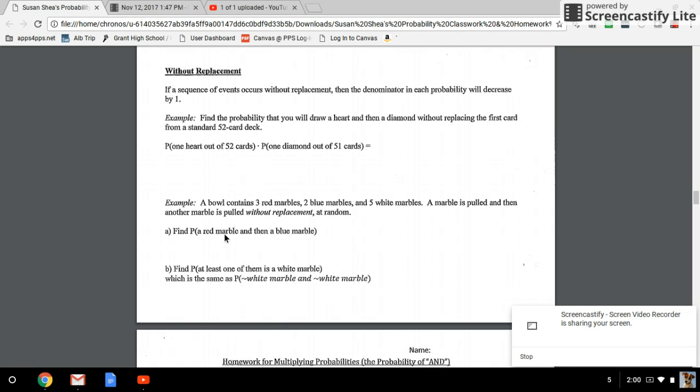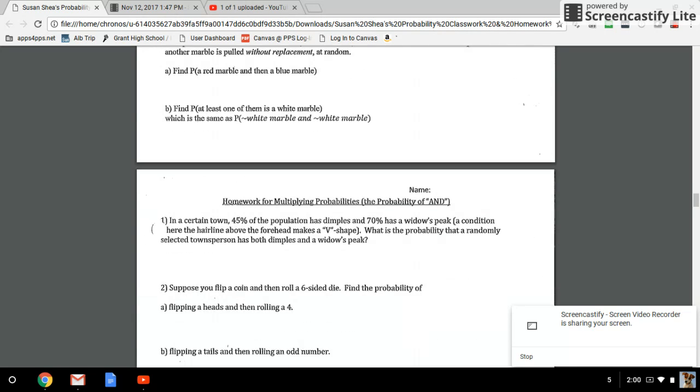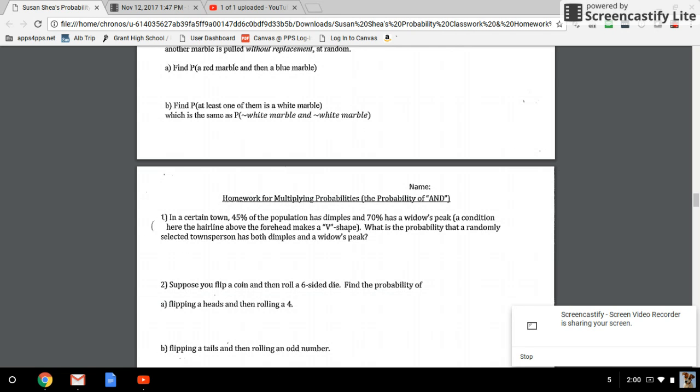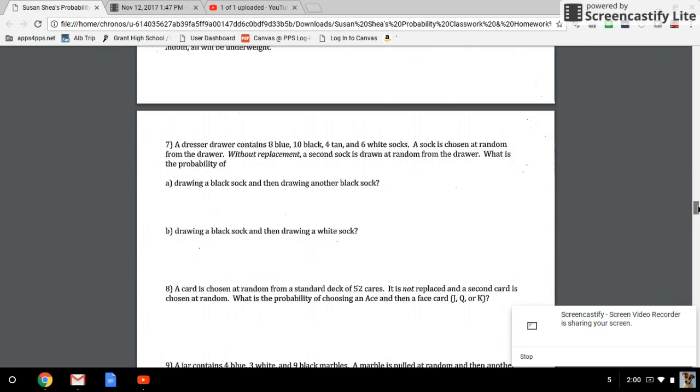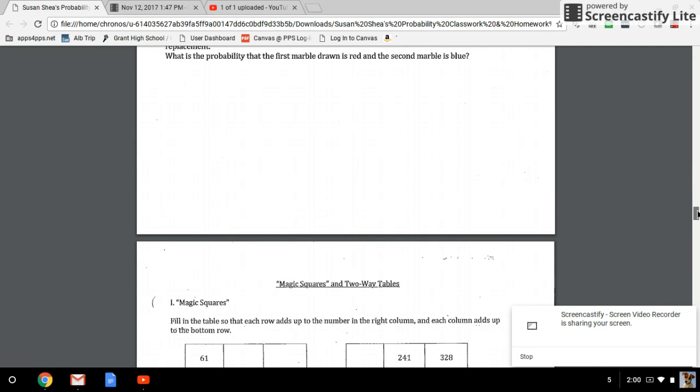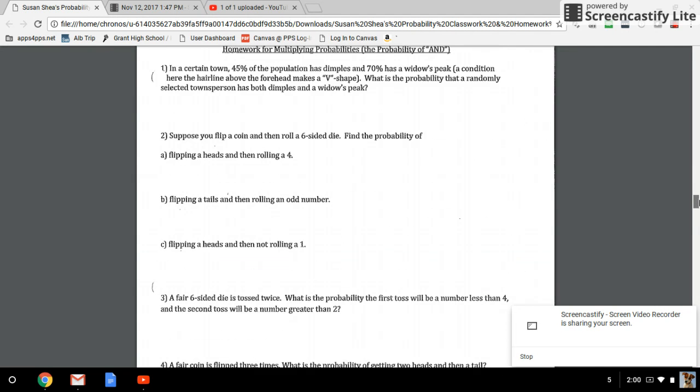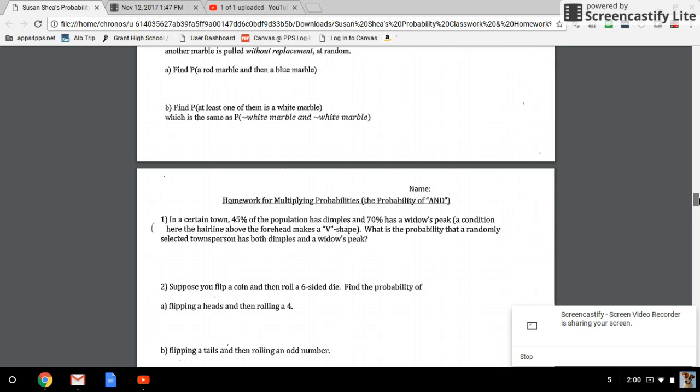At this point, I would like you to work with your neighbor on the homework for multiplying probabilities, the probability of and. Okay? You will be working on this for about 15-20 minutes. There's a front and a back. And if you finish early, check your answers with your neighbor, and then we'll watch the other video.